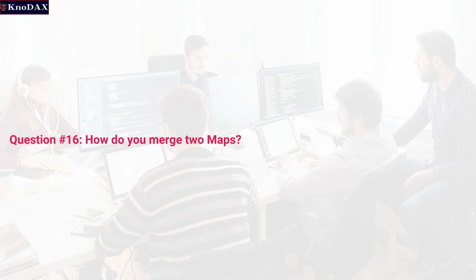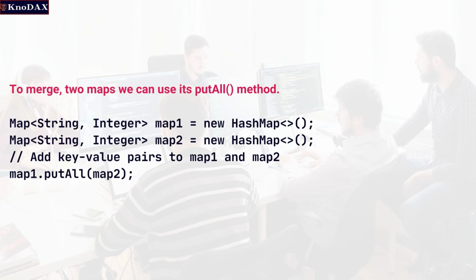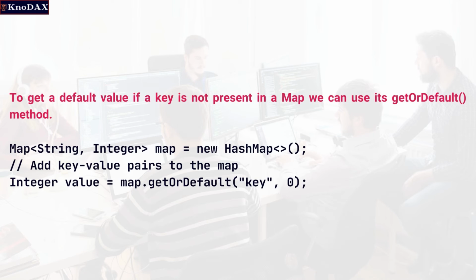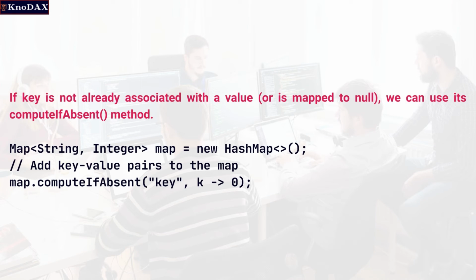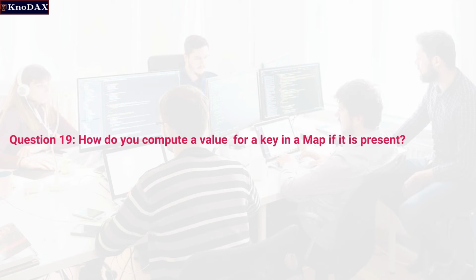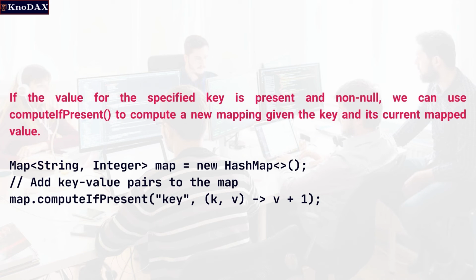How do you merge two maps? To merge two maps, we can use its putAll method. How do you get a default value if a key is not present in a map? To get a default value if a key is not present in a map, we can use its getOrDefault method. How do you compute a value for a key in a map if it is absent? If the key is not already associated with a value or is mapped to null, we can use its computeIfAbsent method. How do you compute a value for a key in a map if it is present? If the value for the specified key is present and non-null, we can use computeIfPresent to compute a new mapping given the key and its current mapped value.